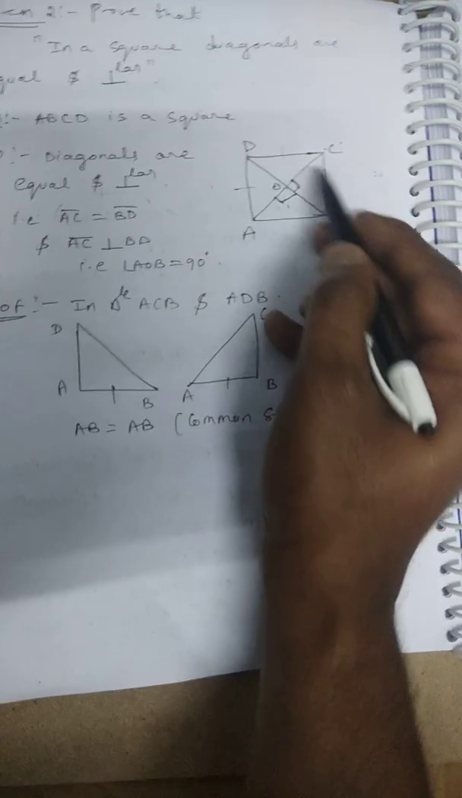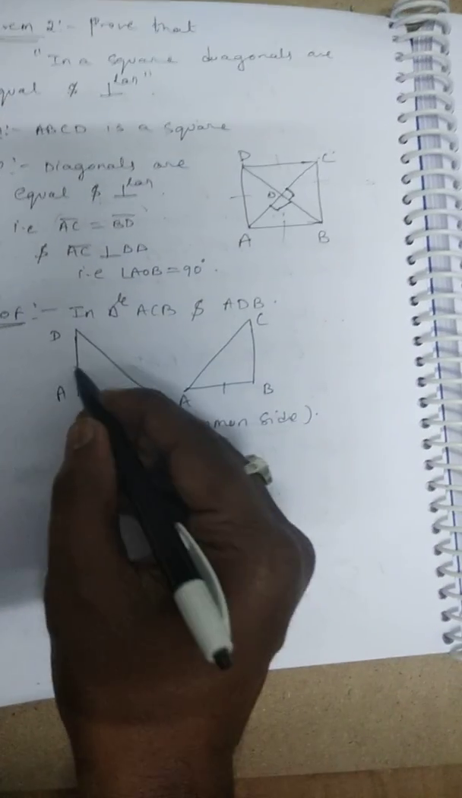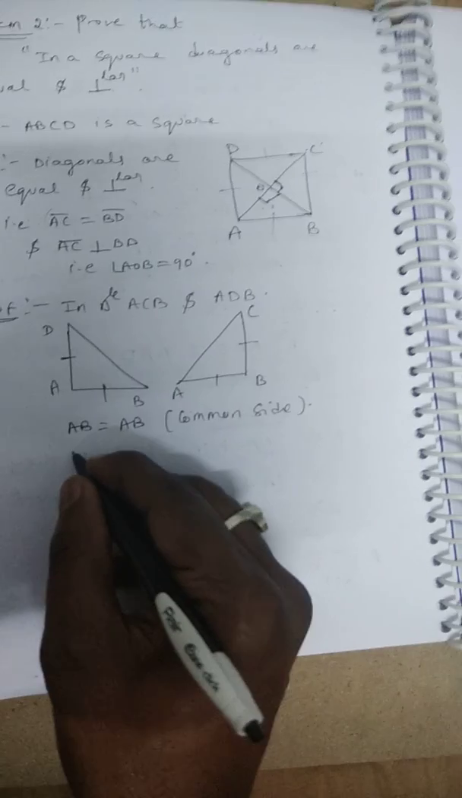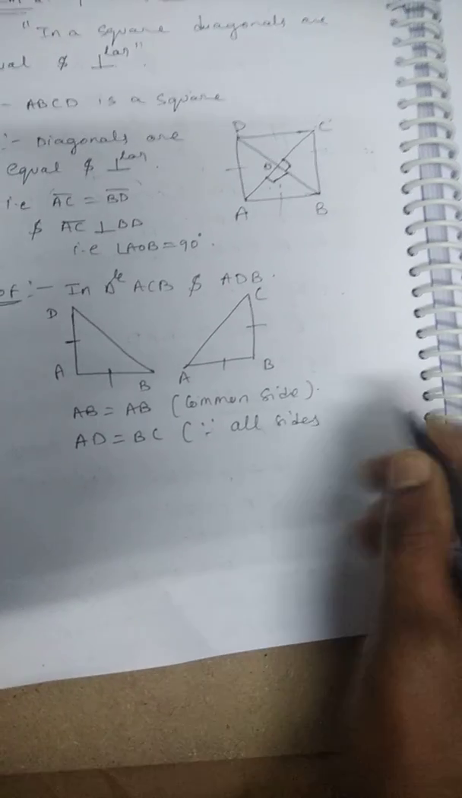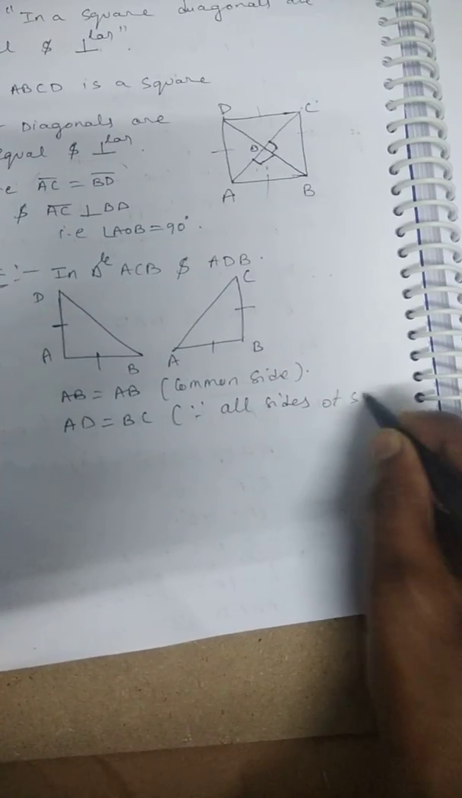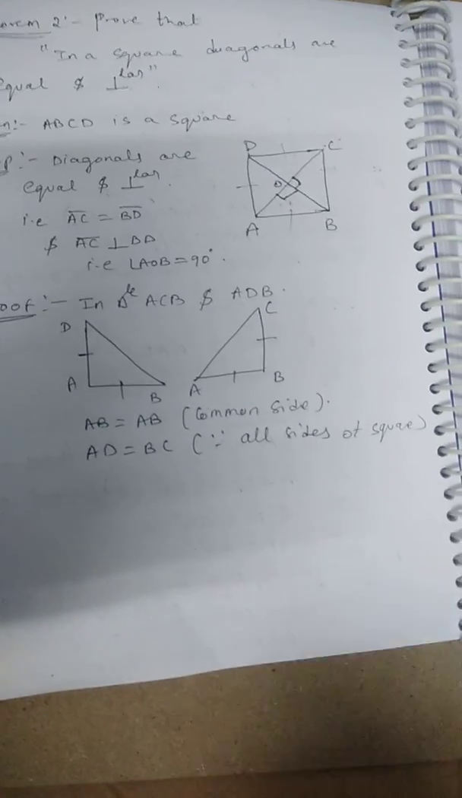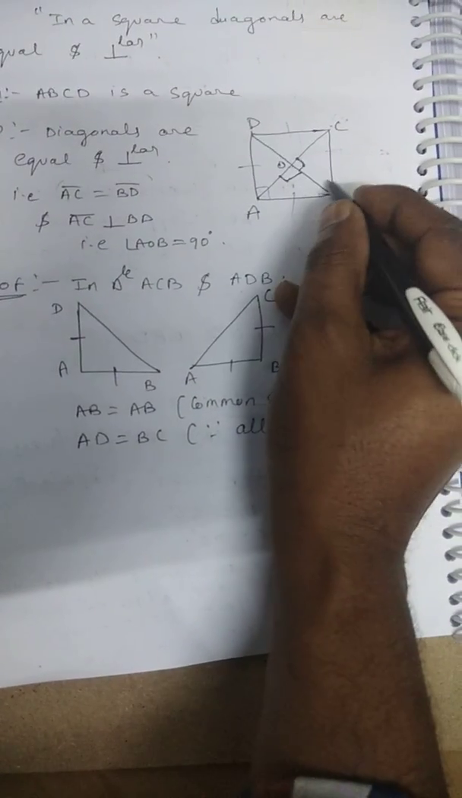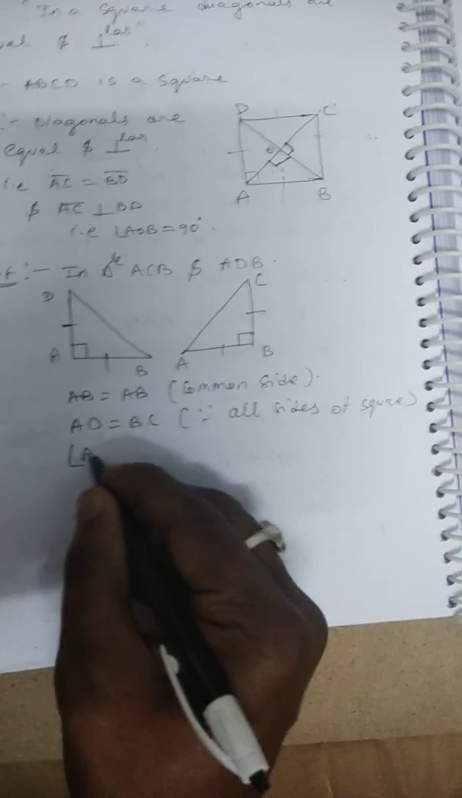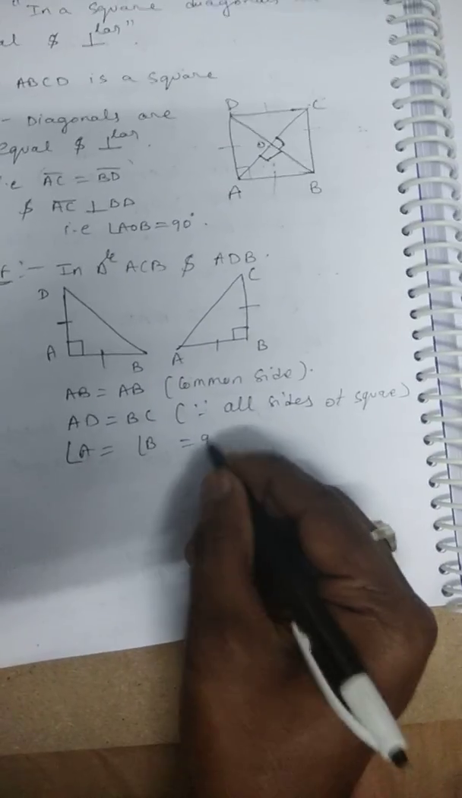Because it is given that it is a square, all four sides are equal. So I can say these two sides are equal: AD is equal to BC (all sides of a square). Next, because it is a square, each angle is 90 degrees. Angle A is equal to angle B is equal to 90 degrees.